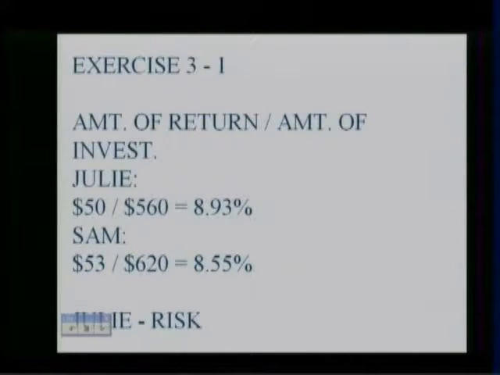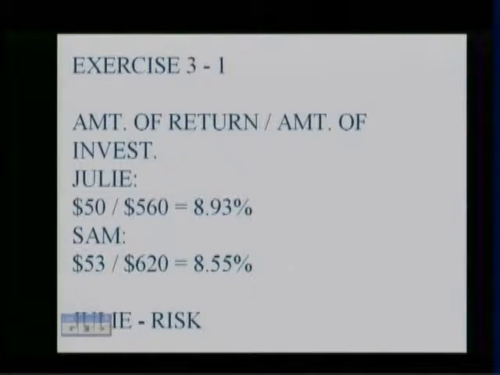Sam, on the other hand, is going to give you $53 back, which sounds like more return, but you're having to invest $60 more, or $620, so your return from Sam is only 8.55%. So if you're looking at just the amount of return, you would want to give your investment to Julie, assuming you can only pick one of the two.